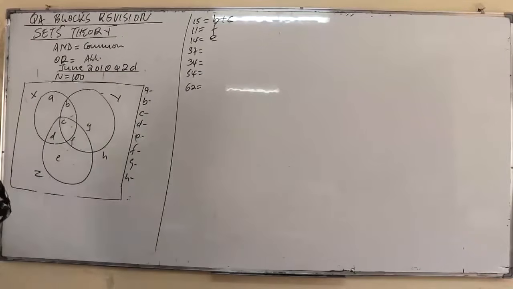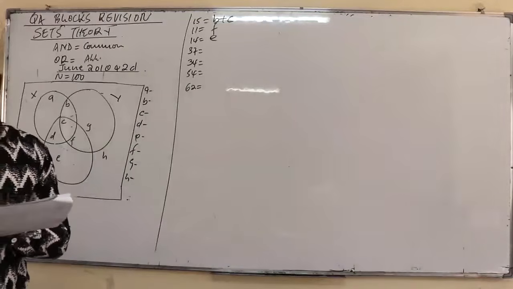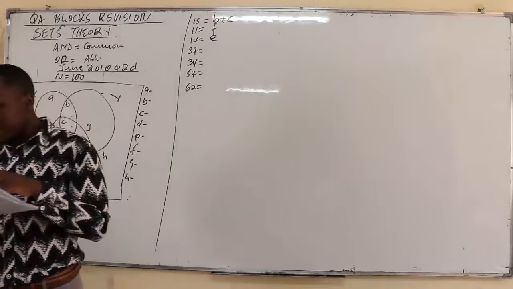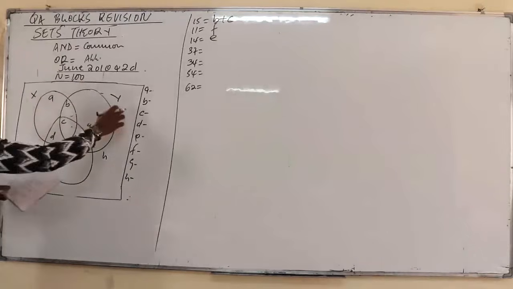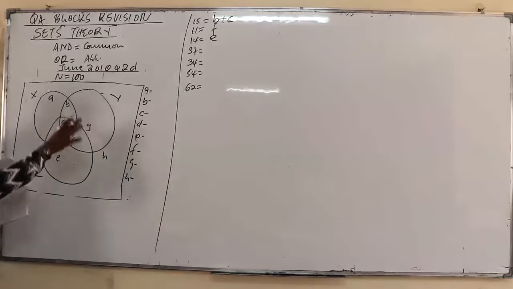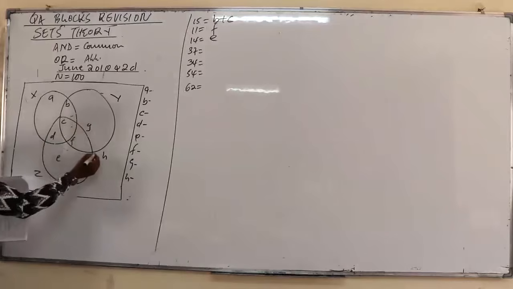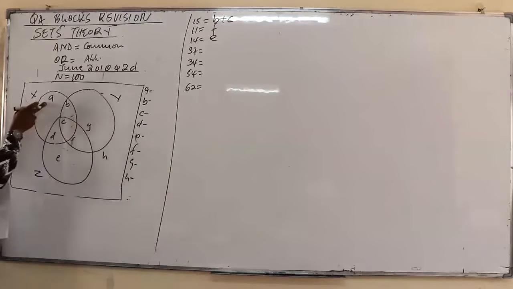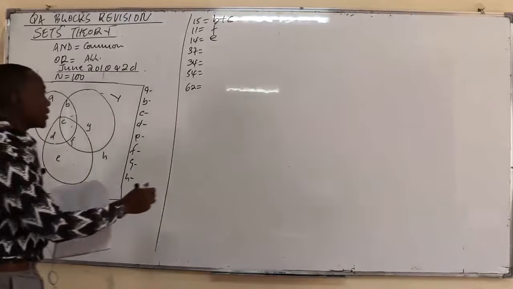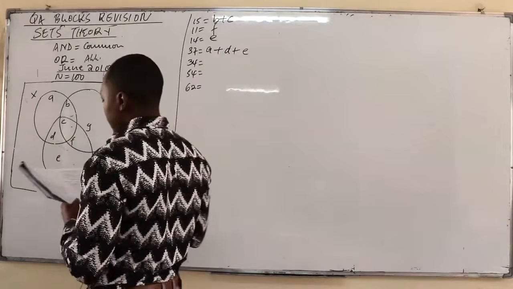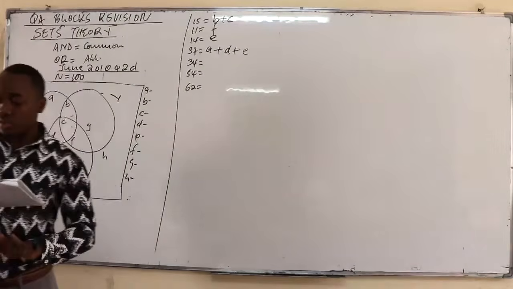That's E. Then 7 voters were in favor of X or Z, but not Y. We say that "or" means or. X or Z means all the members in X and Z, but not Y. So remove Y properly, and you only have A, D, and E. That's what it meant: 7 were in favor of X or Z, but not Y.